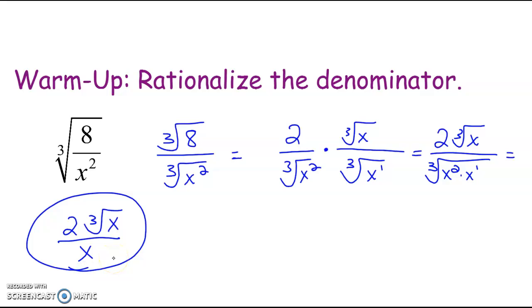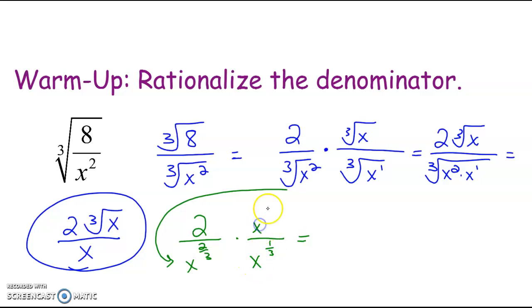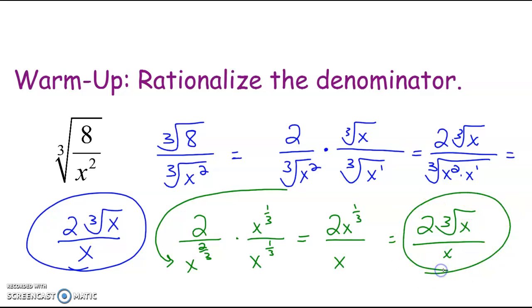Some of you have been liking to do this one by changing your radicals to fractional exponents instead of leaving them as radicals. So here's an alternative method to solving this problem. When you get it down to the cubed root of x squared, we could rewrite that as x to the 2/3 power and then think, what am I missing to make it x to the first? We're missing x to the 1/3 power. So 2x to the 1/3 over x to the first, or 2 times the cubed root of x over x. Either method will get you the same answer.